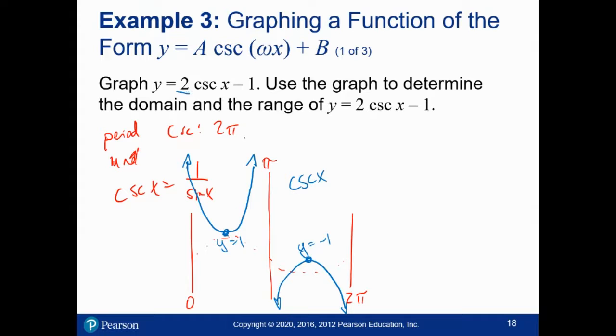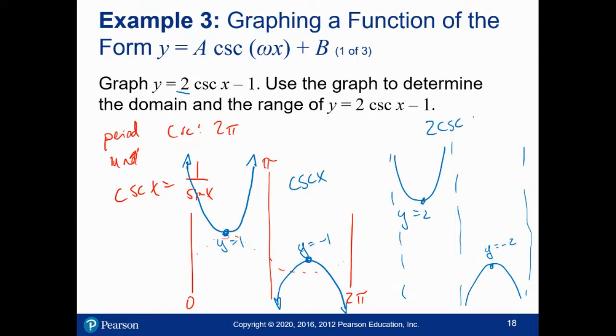All I have to do is stretch it by 2, which means instead of coming down to 1, this cup is only going to come down to a value of 2. And instead of going up to -1, this one only goes up to a value of -2. But the vertical asymptotes haven't changed. So now I'm graphing 2 cosecant x, and my vertical asymptotes are still at 0, pi, 2 pi. And then the only thing left to do is shift this down by 1.